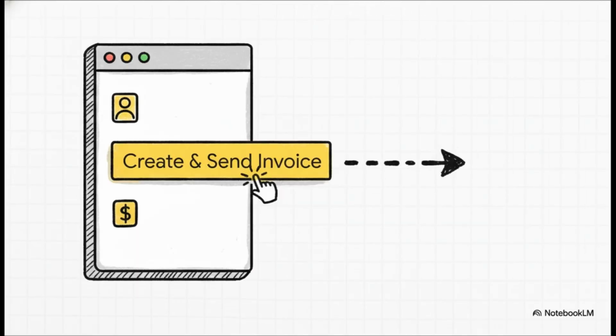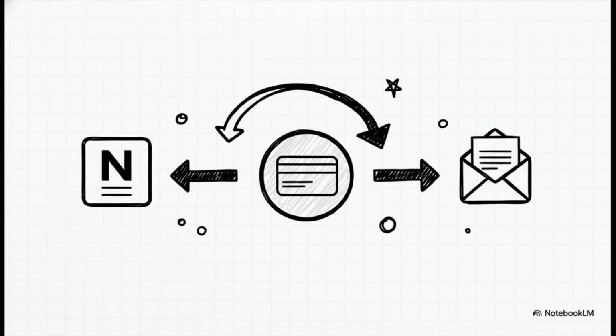Okay, or how about this one? Invoicing. Nobody likes invoicing. You've got a project in Notion, it's done, you're ready to get paid, all the client info, the amount, it's all right there. Instead of that whole manual song and dance, you just click one button, create and send invoice. And again, instantly, your automation tool grabs that info, shoots it over to Stripe, and creates the invoice. It emails it to the client, and then, and this is the magic part, it takes the brand new invoice ID and the payment link and puts them right back into your Notion database. That boring, soul-crushing data entry, gone.